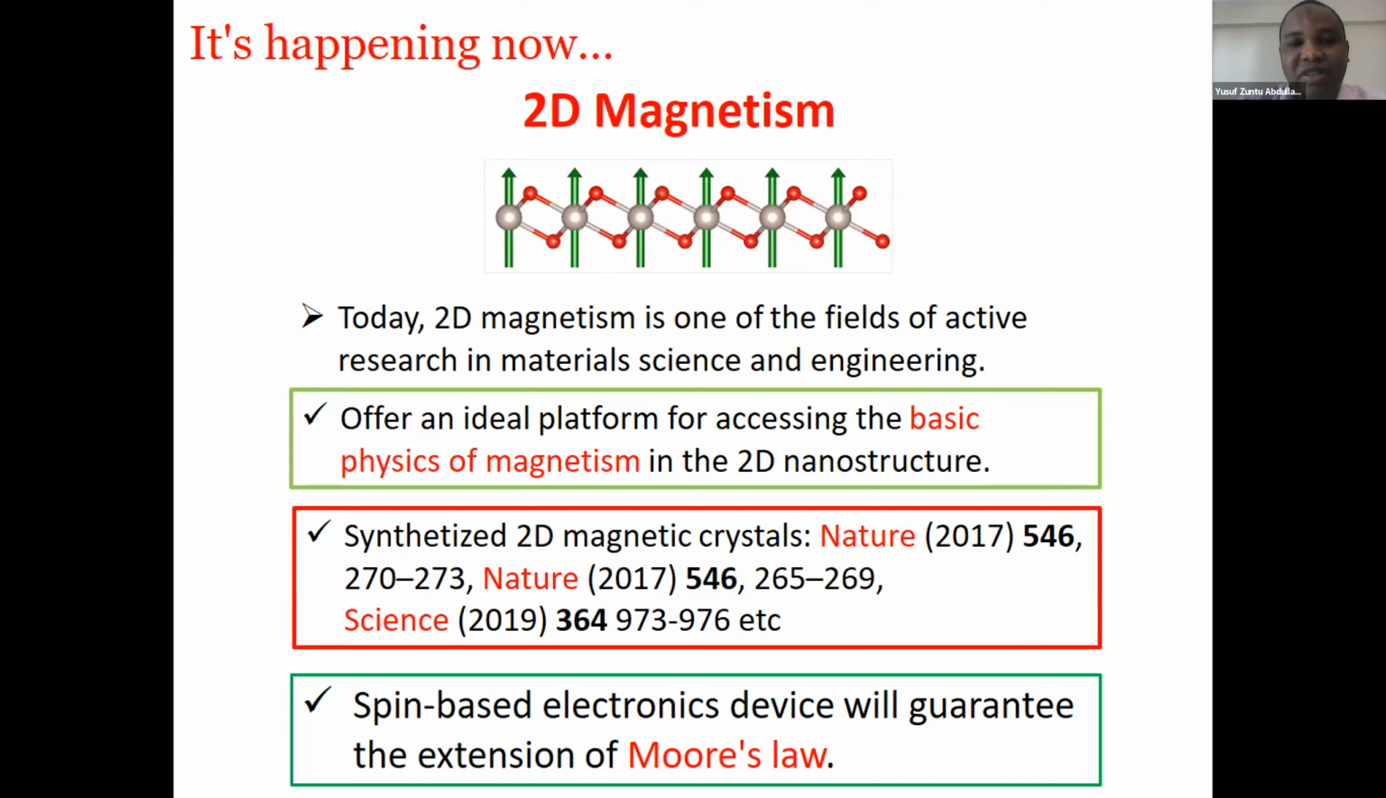And again, 2D materials have been synthesized, and many more have been predicted with lots of suitable properties for multiple applications. Among these applications, I think the prominent one is spintronics. And I'm very sure if spin-based electronics is realized, it will ensure the extension of the famous Moore's law, and with spin as a degree of freedom, information can be processed at very high speeds.